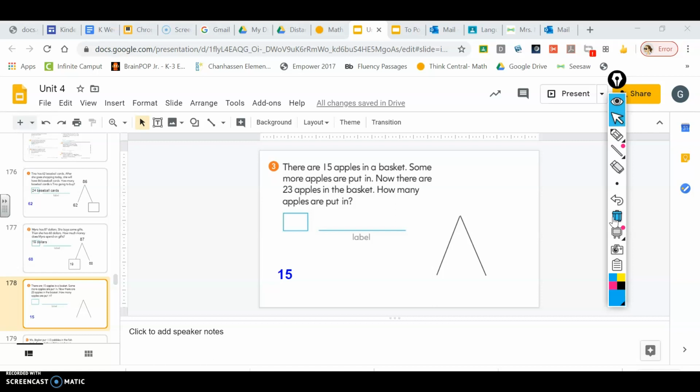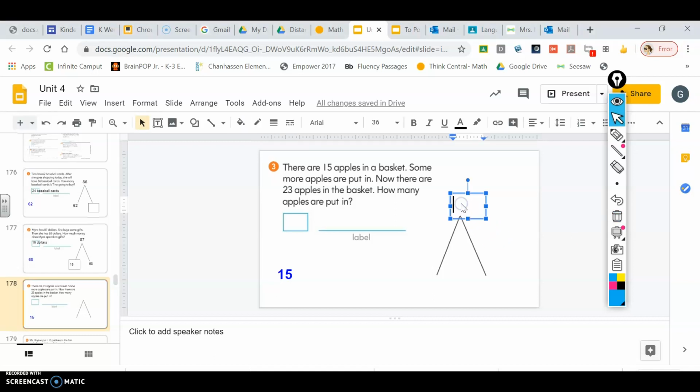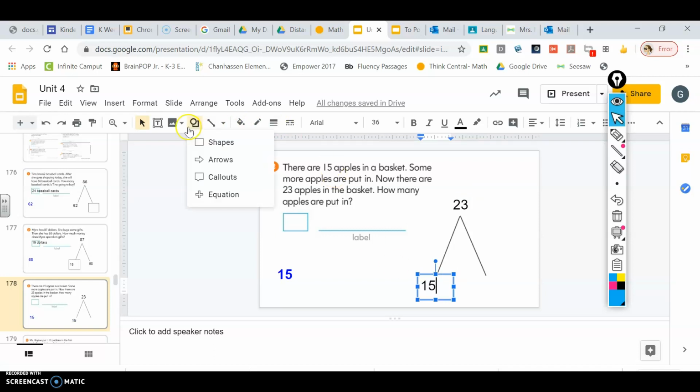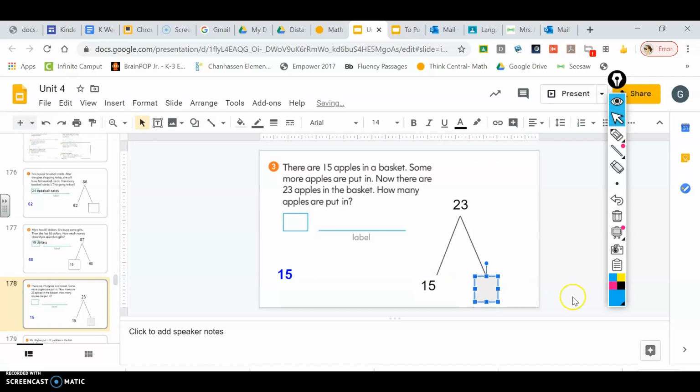Okay, there are 15 apples in a basket. Some apples are put in. Now there are 23 apples in the basket. How many apples are put in? So we know at the end there are a total of 23 apples in the basket. To begin with, there were 15 apples in the basket. Now we need to solve for how many were put in to that basket. So that's our unknown there.